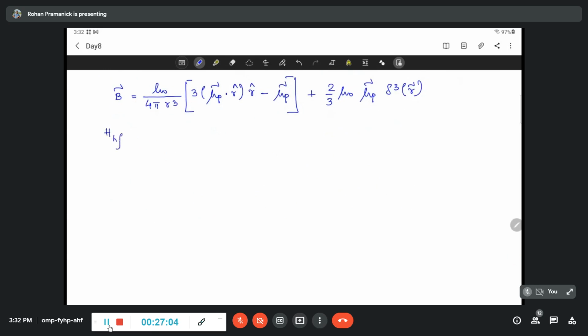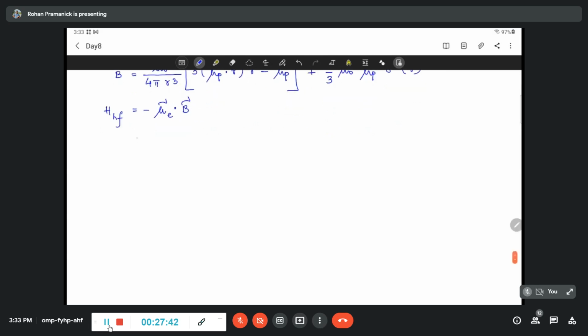I write it as H_HF, this is hyperfine, and minus mu_e dot B. This comes because mu_e is the electron's magnetic dipole moment, and this B is created by the dipole moment of the proton, not due to the orbital motion of the proton. This is the B created by the dipole moment of the proton, and it is only possible as the proton is a quantum particle. It has a spin, which is not possible if the proton is a classical billiard ball. That is not the case.